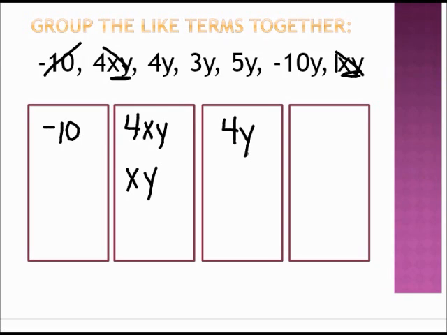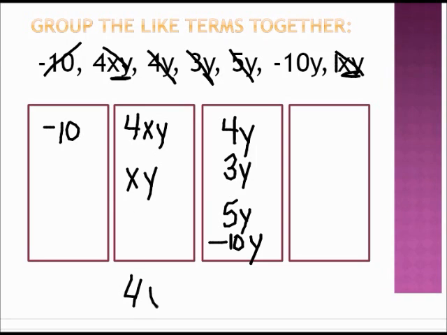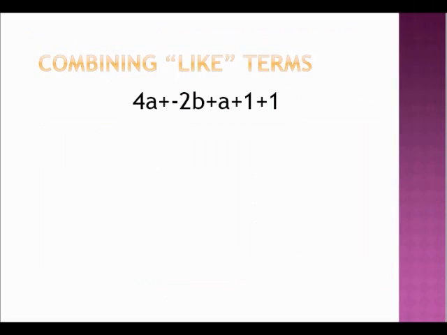Now we have 4y. 3y, they're like terms. We have 5y, and we have negative 10y. These are all like terms because they have the same letter combination. 4xy and xy are like terms. They have the same letter combination. Now if we have 4x and 4xy, these are not like terms because this one doesn't have a y with it. They have to have the same exact letter combination.